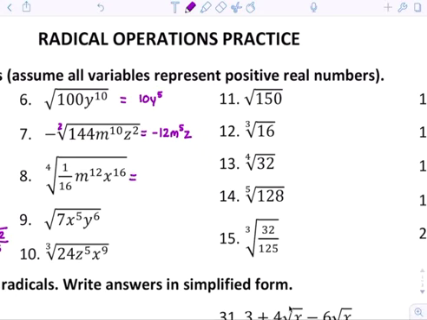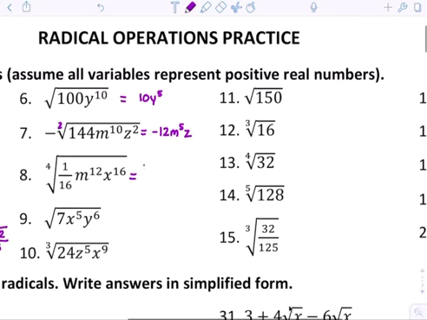Okay, this one, 4th root, right? So basically, you guys, you can make it look like this: 4th root of 1 over the 4th root of 16. And we still have the 4th root of all of that. So 4th root of 1 is just 1. The 4th root of 16 is 2.